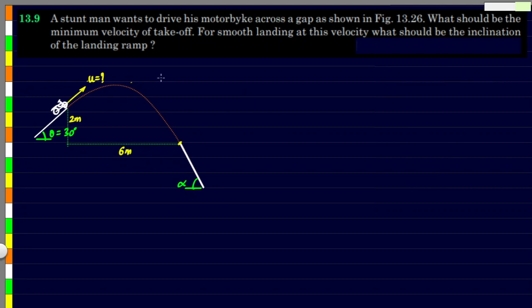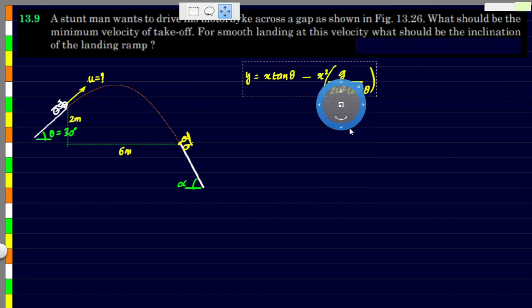The problem is on a parabolic path, a free falling path. So we have a motorbike. We have to find the velocity with which the motorbike has to leave this surface, which is at a 30 degree angle, so that it's going to land safely over at this side. And the angle of this also we need to find. These are the two things that we're supposed to find. So let's go ahead and solve it.